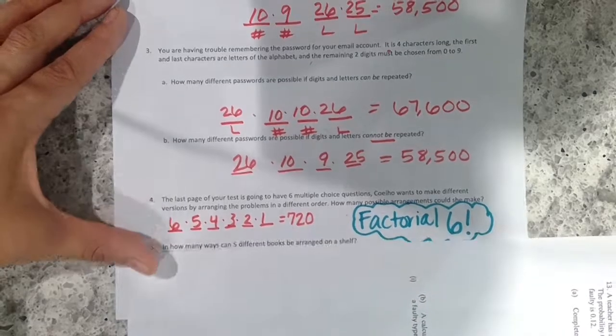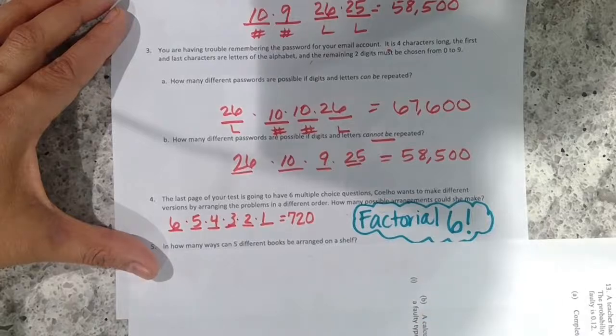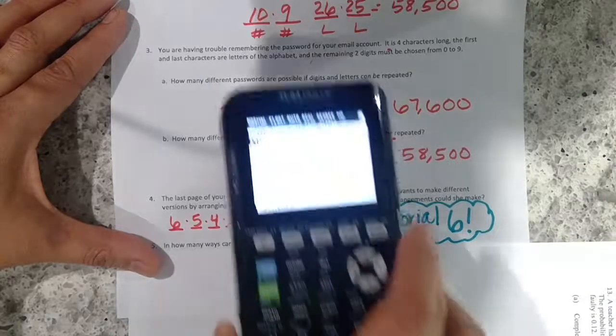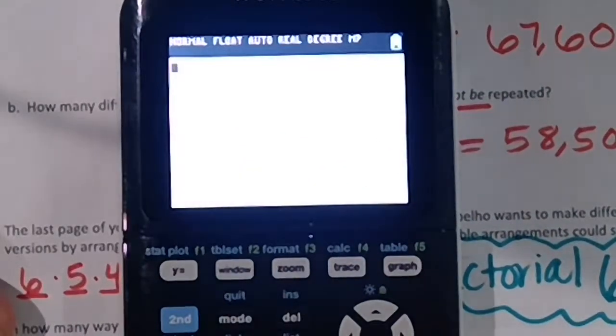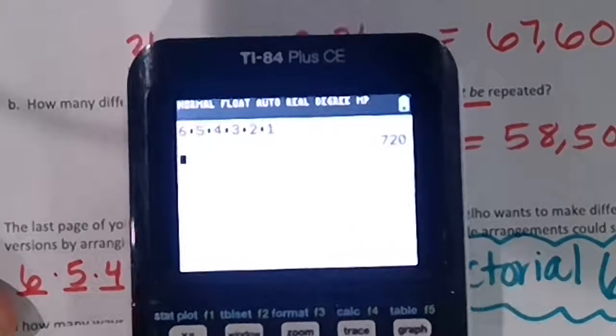Now, there is actually something new that's called a factorial. A factorial is an exclamation point on your calculator. If you have the nice one, you're going to try to find it. So let me just show you. 6 times 5 times 4 times 3 times 2 times 1. We already know the answer is 720.